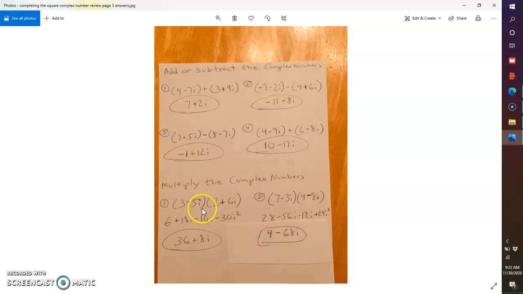When we multiply complex numbers, we're just foiling, and then we're dealing with an i squared, which is always equal to negative 1. Remember in the beginning of this unit, we said i equals the square root of negative 1. We said i squared equals negative 1.